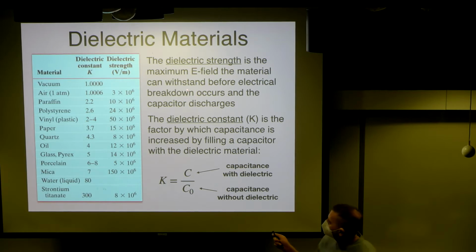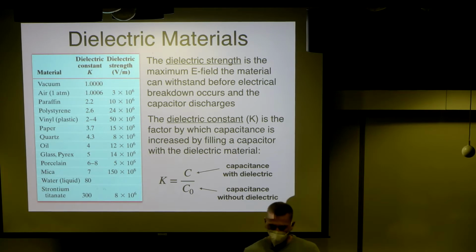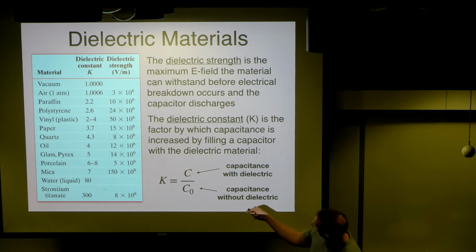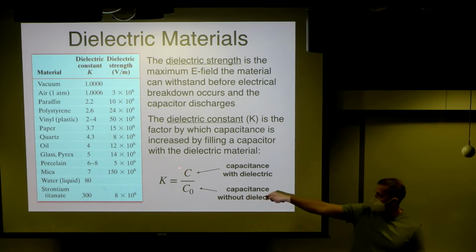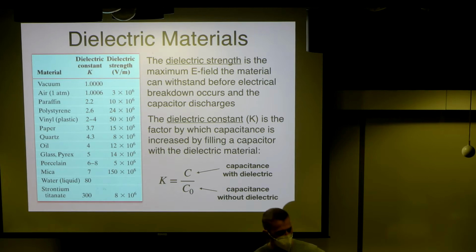Okay, but there's also something called the dielectric strength that I want to point out. Remember, the dielectric constant K tells you by what factor placing that material in between the plates increases our capacitance. If you like, you can rearrange the equation to say K equals C divided by C naught. It's the ratio of the capacitance with the dielectric to your capacitance without the dielectric. So just what factor does it increase by? That's K. That's what we call the dielectric constant.